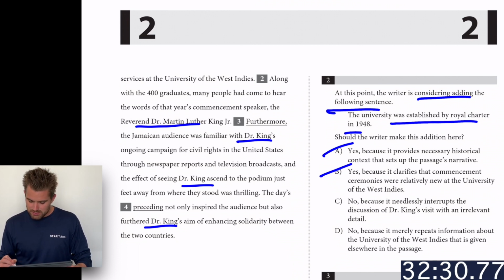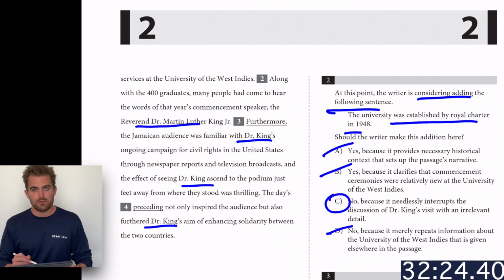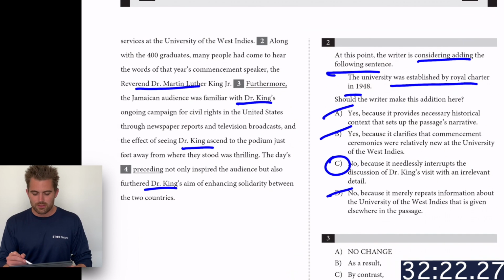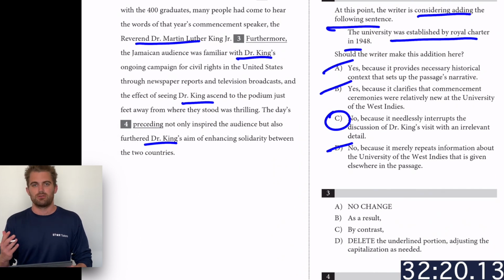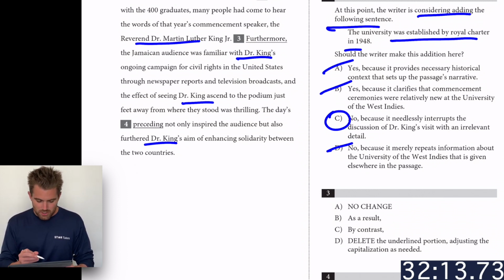So let's see, "No, because it needlessly interrupts the discussion of Dr. King's visit." Probably no, because it really repeats information about the university. No, it's definitely C, right? The whole thing is about Dr. King. So why in the world would we include something about the university when it's just completely irrelevant to the fact that the reason we're even talking about it is because of Dr. King? Okay, let's keep going.